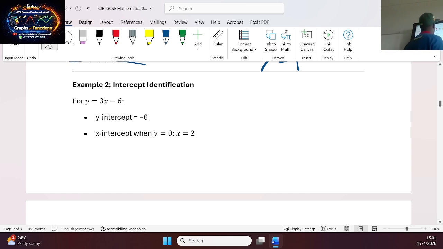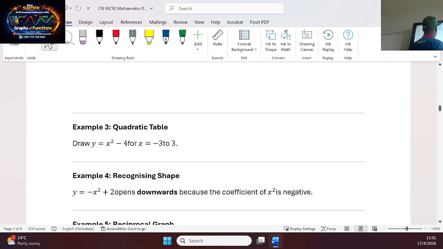Then intercept identification, we are making either of these two zeros. If we make x 0 there, it means y is equal to minus 6, as we can see. If we make y 0, it means our x there is equal to 2. That's what we are seeing there. So those are called the intercepts.